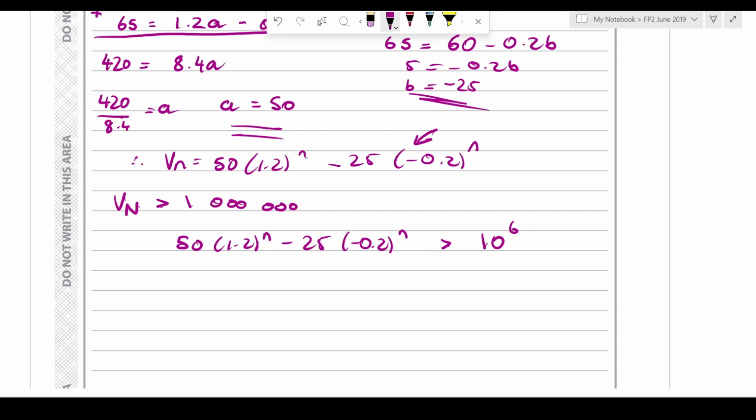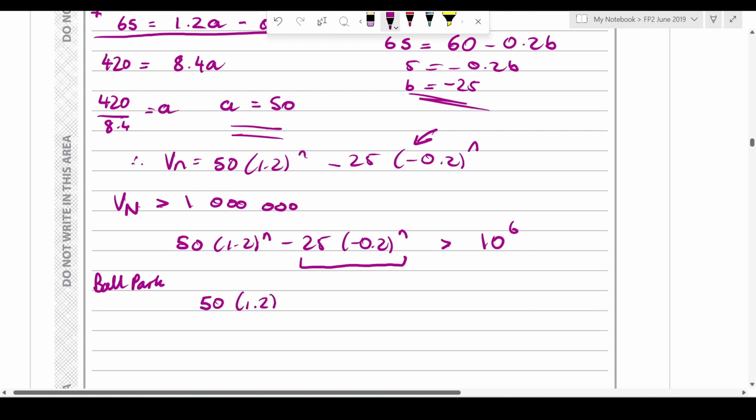So I could try logs, but it's not going to work because I've got this minus thing and I can't separate a log over a minus sign. Now you could try and tabulate some values to get a rough sense of where they'd be, but this 0.2 here is going to be very small as n gets bigger, so that contribution isn't going to be much. So we can ballpark it by assuming that this term isn't there. So let's look at 50 times 1.2 to the power n. Right, it should be big N, shouldn't it? Because that's the value we're trying to find. Is bigger than 10 to the 6.